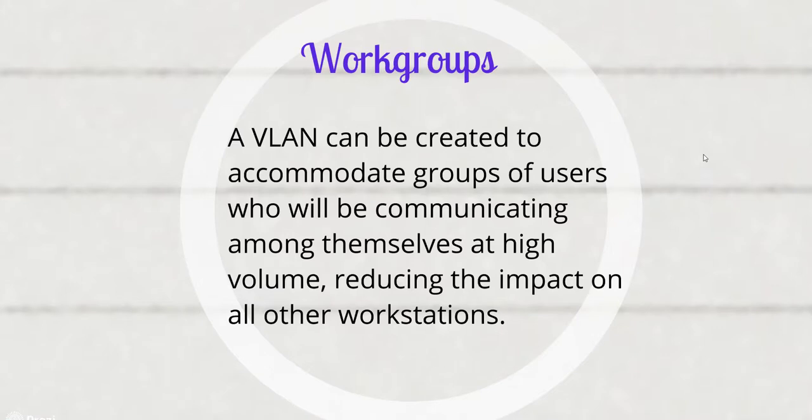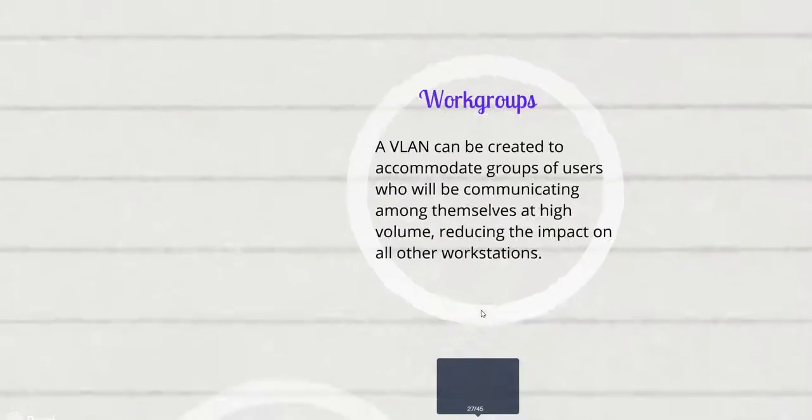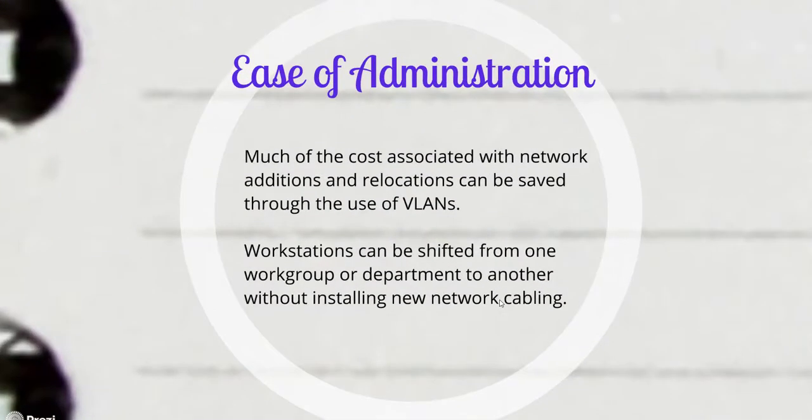Work groups. A VLAN can be created to accommodate a group of users who will be communicating among themselves at high volume, reducing the impact on other workstations. Since they are grouped, they are basically a private group, so they can communicate among themselves. It even maximizes network output, because there's less traffic, because you don't need to broadcast. It's actually related to the controlled broadcast advantage of using VLAN.